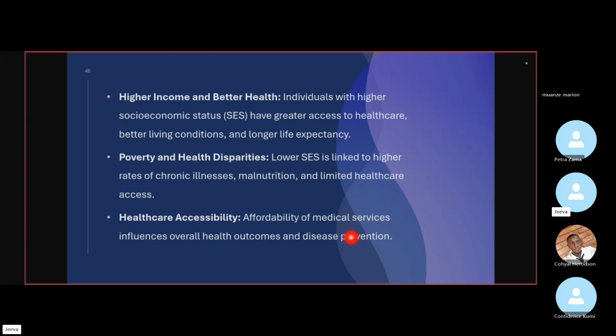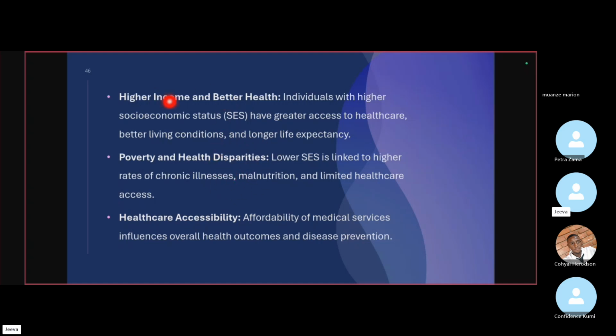If everyone gets equal treatment, then there is disease prevention. If only the rich get proper treatment, then there won't be any proper equality in care. So this is how socioeconomic status has an impact on health.